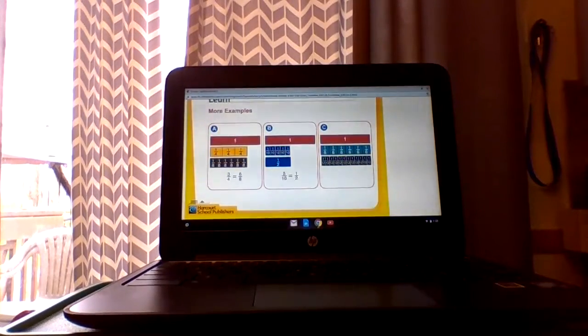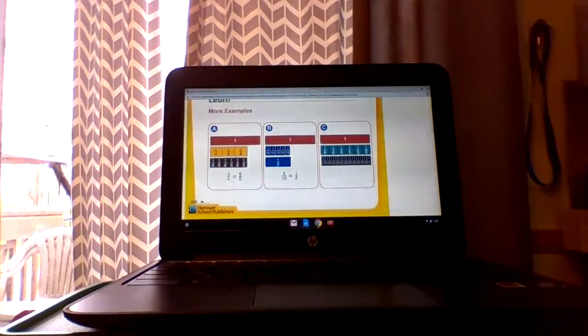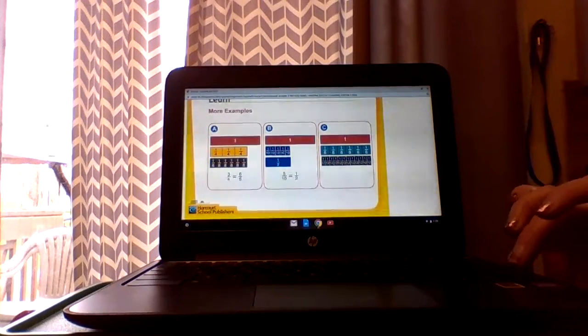And, oh my, 1, 2, 3, 4, 5, 6. 6/6. That's 1 whole. Remember, anytime we have the same numerator and denominator, we have 1 whole. Oh my gosh, so how many 12s do I need to make 1 whole? Well, it's 12. There are 12 twelfths to equal 6/6, which is 1 whole.